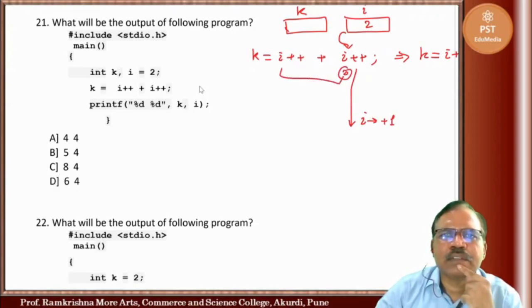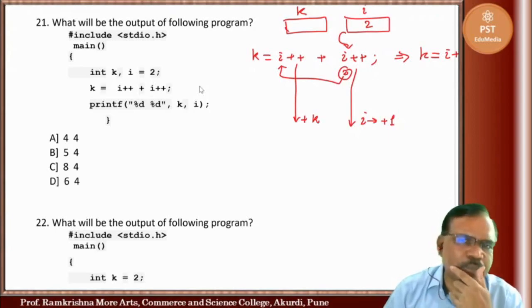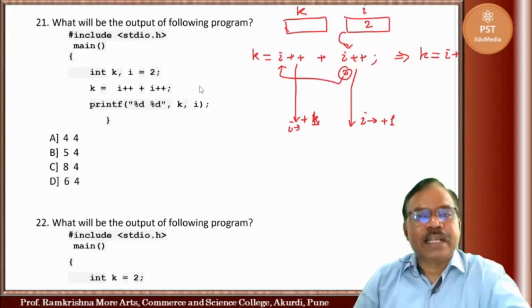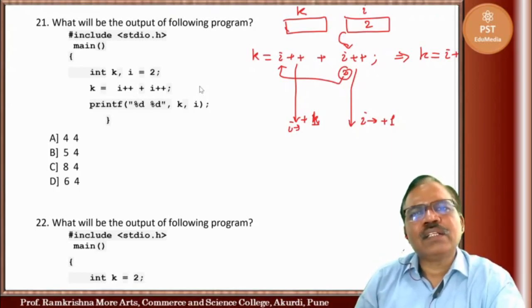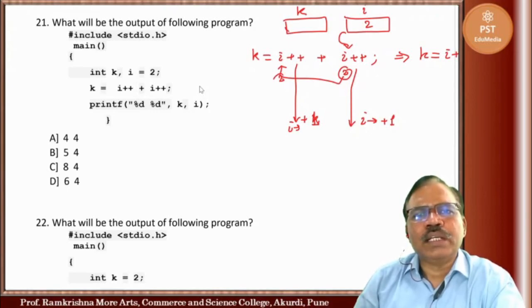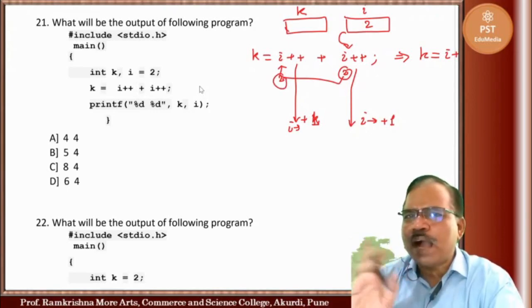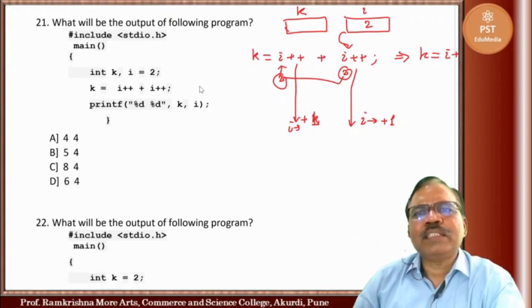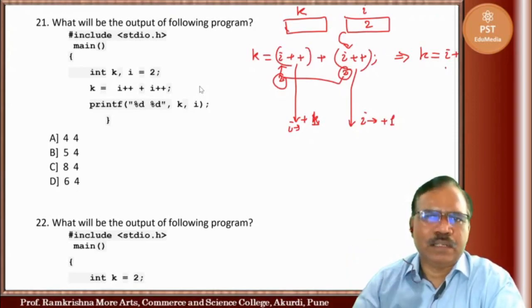Then it comes here. It also keeps in memory that i will be increased by 1, but after the expression, after use. So the value of i will not change before use, because these are post increments.